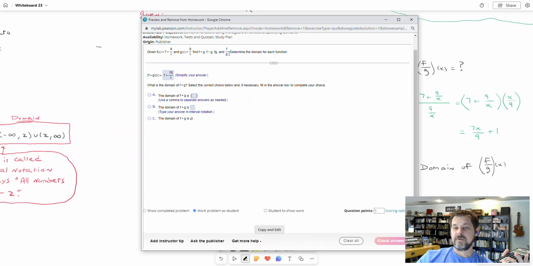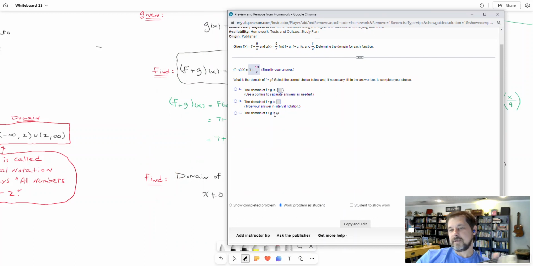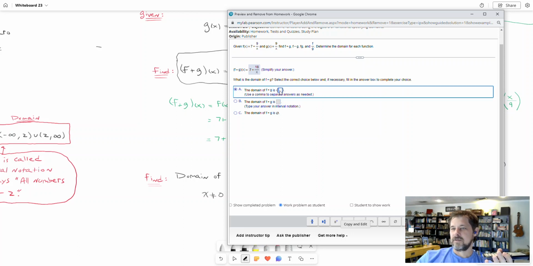The problem from here, though, is that I have to put it into my MATLAB somehow. All right? So I'm given choice A, B, and C. Choice A says the domain of f plus g is, and it says use a comma to separate answers as needed. We would use choice A if the domain happened to be a short list of numbers. So for example, suppose that I figured out that the domain was 1, 2, and 3. Then I would put 1, 2, 3 separated by commas. But that's not the case for this one at all. Choice A is not what we want, and it's not applicable to this function.